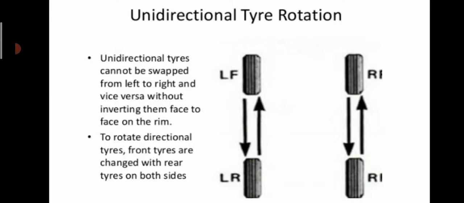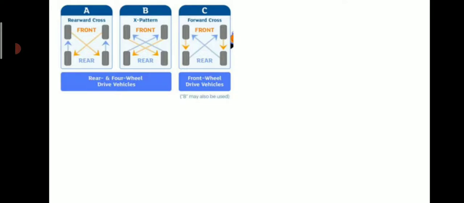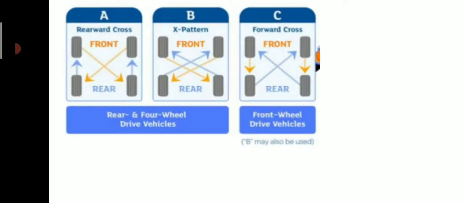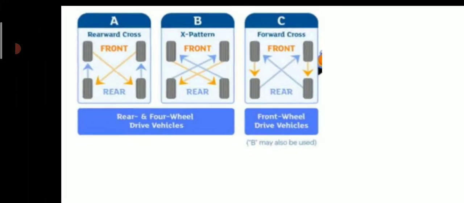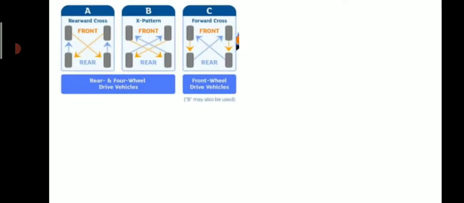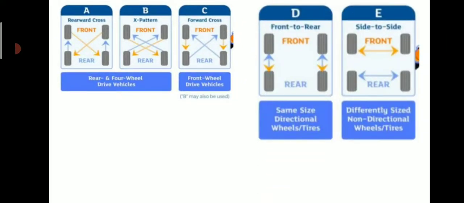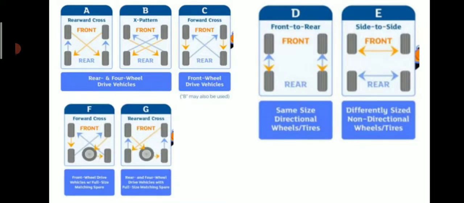This is a unidirectional tire rotation. Unidirectional tires cannot be swapped from left to right and vice versa without inverting them face to face on the rim. So this figure indicates unidirectional tire rotation, and these are more figures for rear and front wheel drive vehicles. This figure indicates how the rotation of the tires should be for front wheel drive vehicles. Same type of representation in the other figures, so you can have an idea about the rotation of the tires.